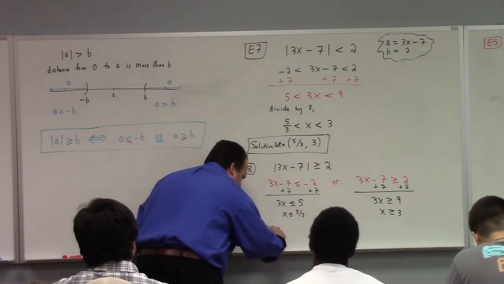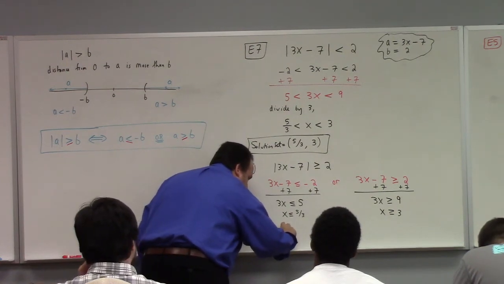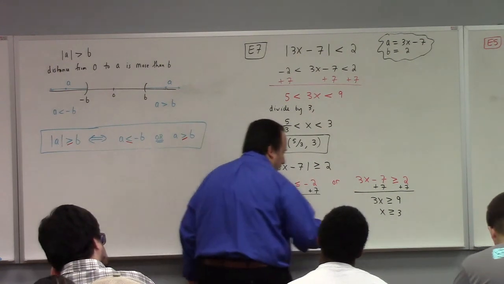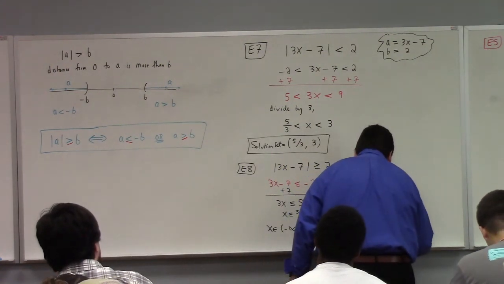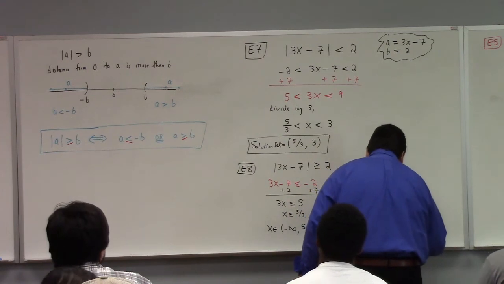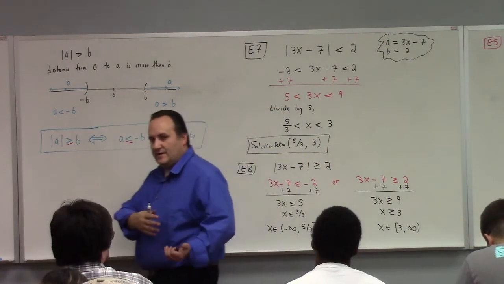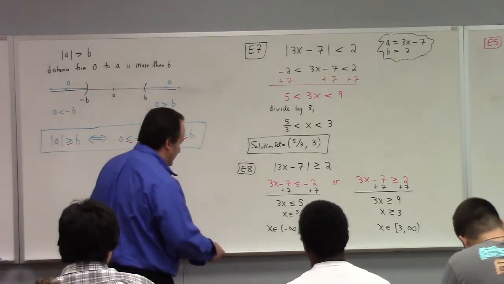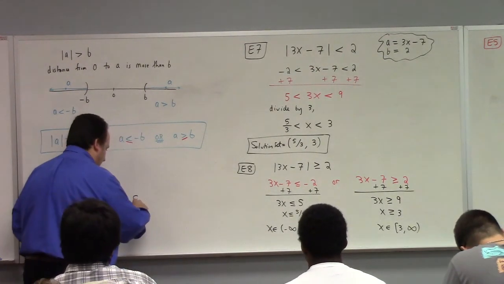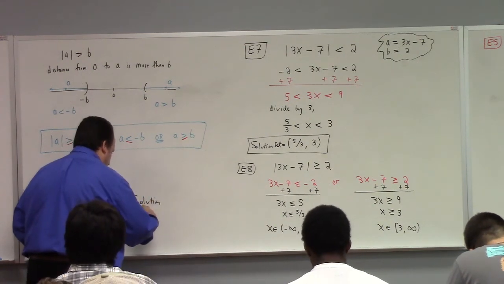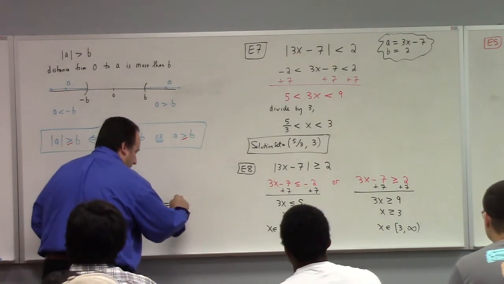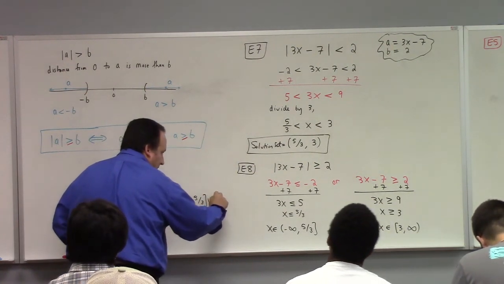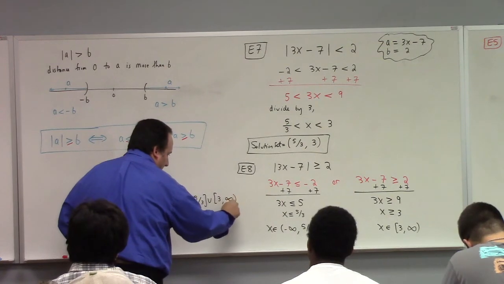So this one means x is an element of minus infinity to 5/3 included. And this one would mean x is an element of 3 to infinity. So it's either in that set or the other one. We use union to put them together. The solution set, in this case, I'll write it over here, is the union of minus infinity to 5/3 with 3 to infinity.